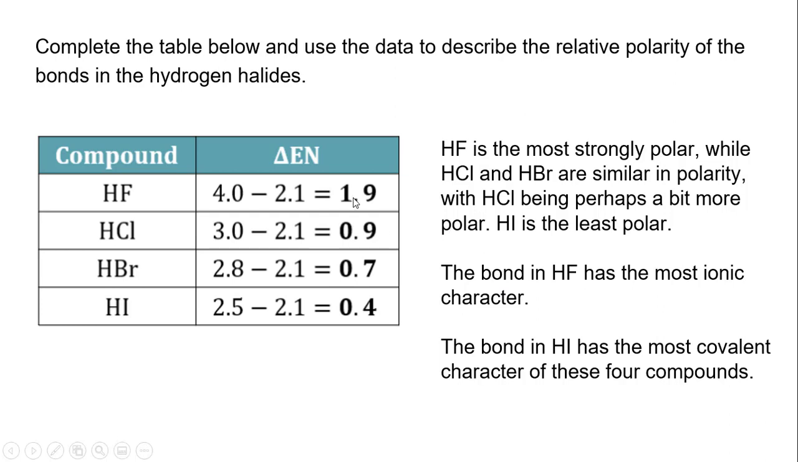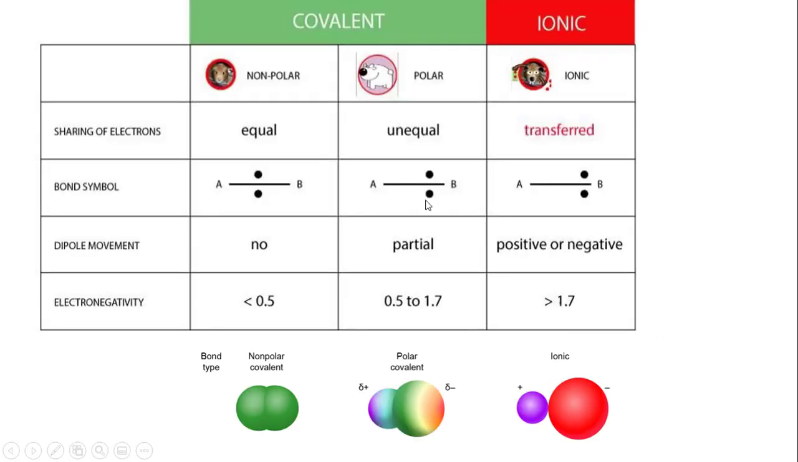You can see this is 1.9, this is 0.9, 0.7, and 0.4. There is a way to know what these numbers mean. If it's nonpolar, it's going to be less than 0.5. If it's between 0.5 and 1.7, it's considered polar, partially polar, slightly polar. There are different ranges in polar, but it's polar. And if it's ionic, it's going to be above 1.7.